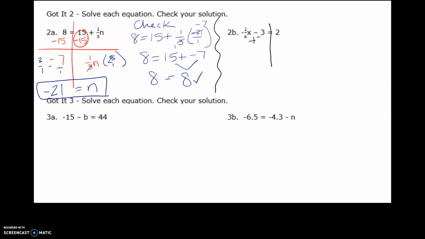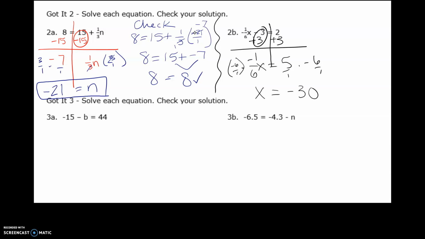We start by adding 3 to both sides. Negative 1/6 x equals 5. I multiply by the reciprocal, so I flip this fraction. I get negative 30. Check it the same way you checked 2a.